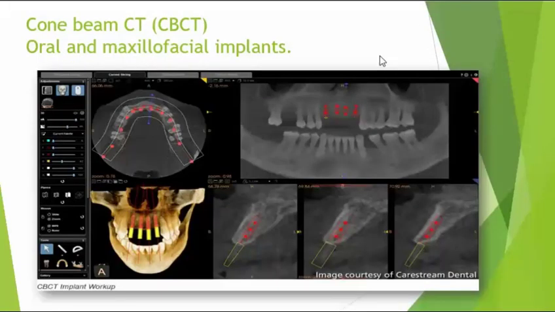CBCT is used in the diagnosis for oral and maxillofacial implants. As you can see, we are diagnosing if there is sufficient bone to place 4 implants for the anterior incisors in the maxilla. Here we have modeling of the size of the dental implant and the alignment of the dental implant. Also, this is a 3D view for dental implant modeling.